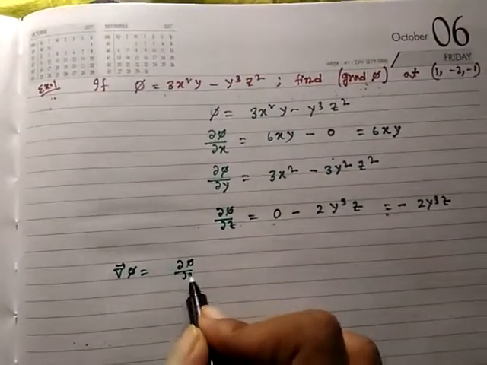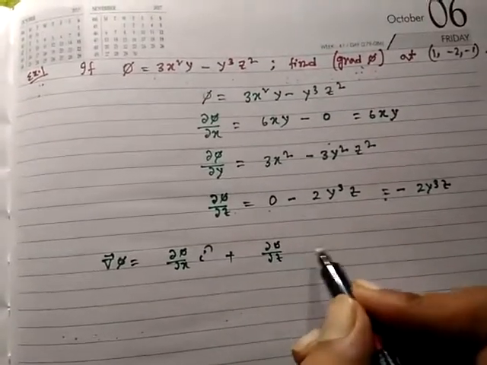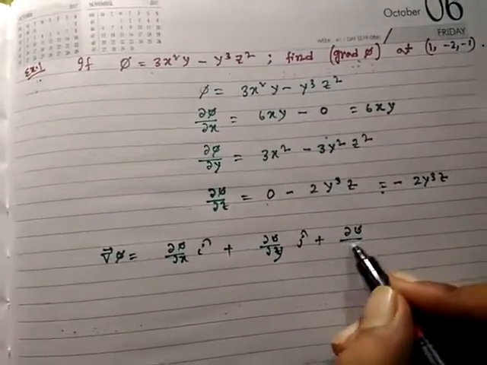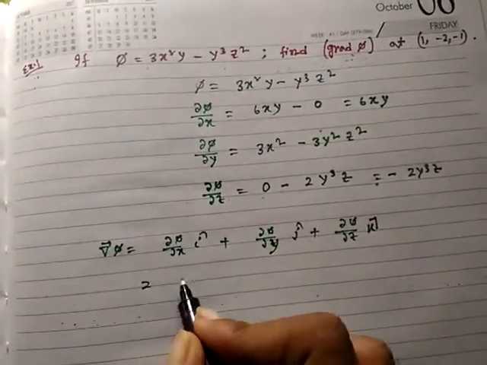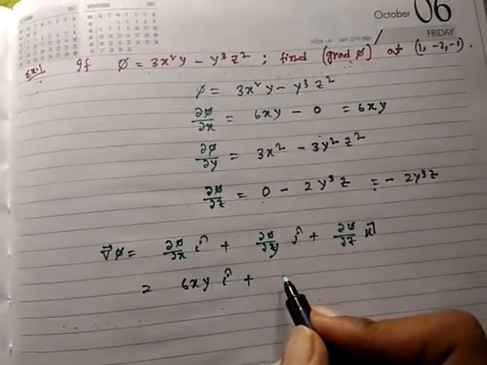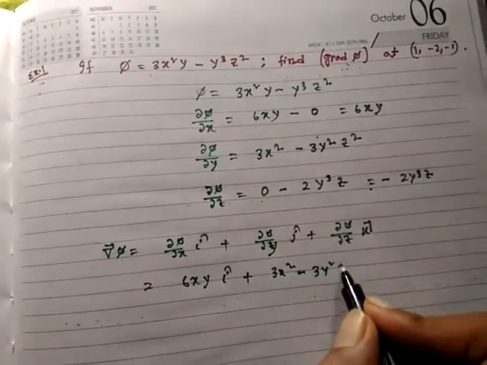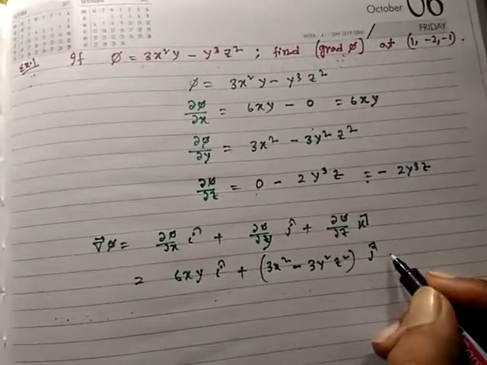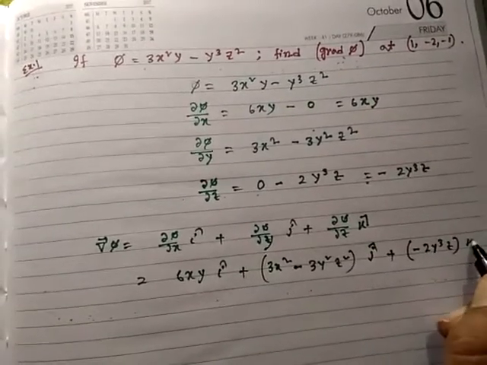So grad phi will be nothing but del phi del x i hat plus del phi del y j hat plus del phi del z k hat. Now if we substitute these values, that will be 6xy i hat plus 3x square minus 3y square z square j hat plus minus 2y cube z k hat.